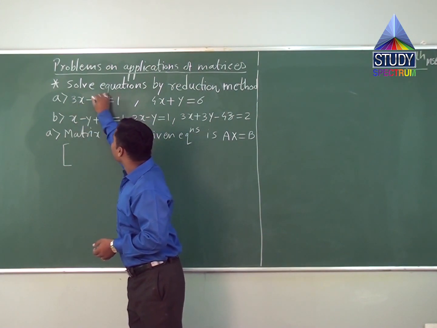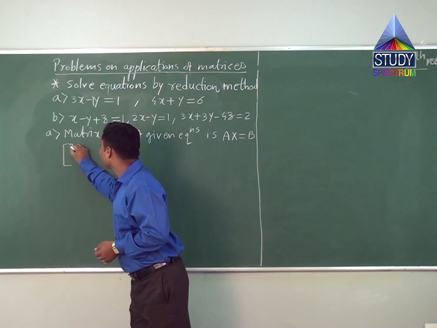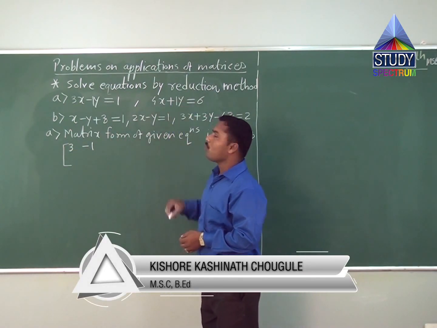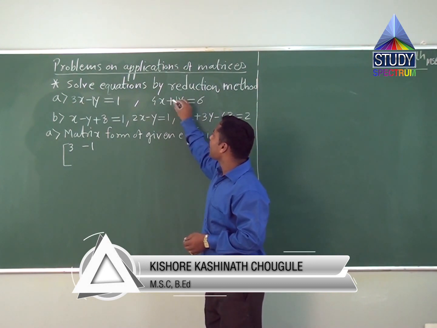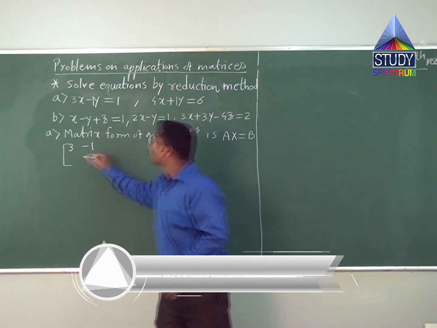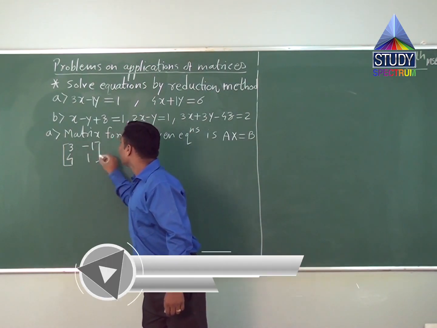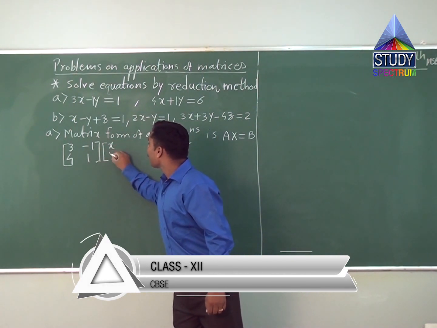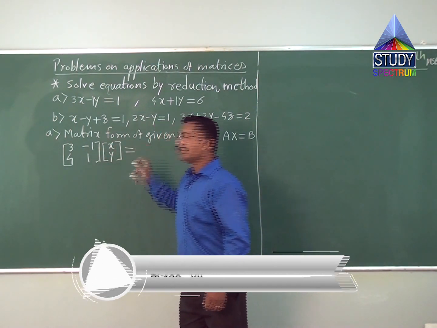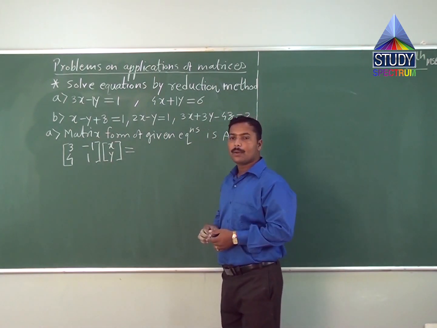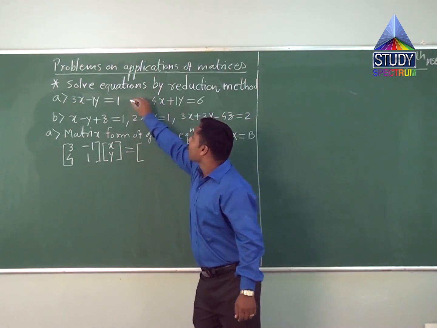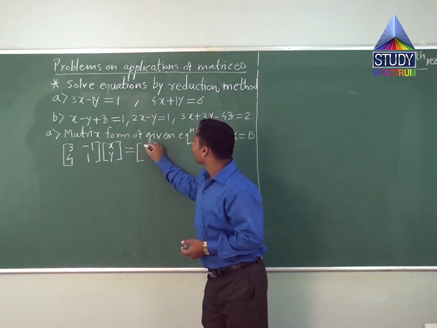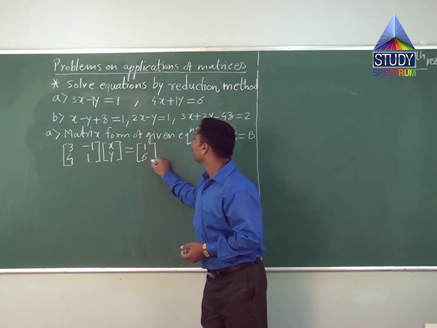So capital A we write: coefficients, first row 3, minus 1. Second row, 4, 1. Coefficients of x, y are 4, 1. What is capital X? X, y. Capital B means 1, 6, the numbers on the right hand side.